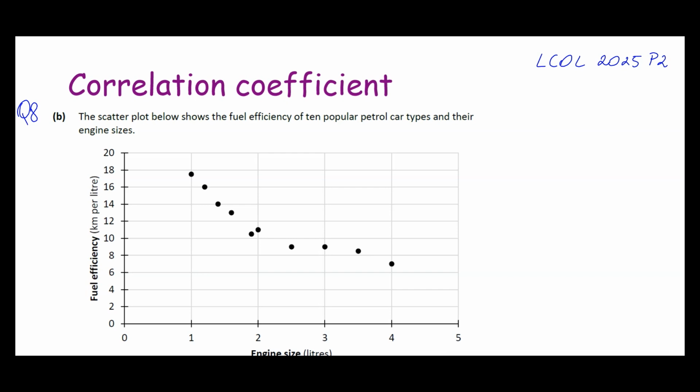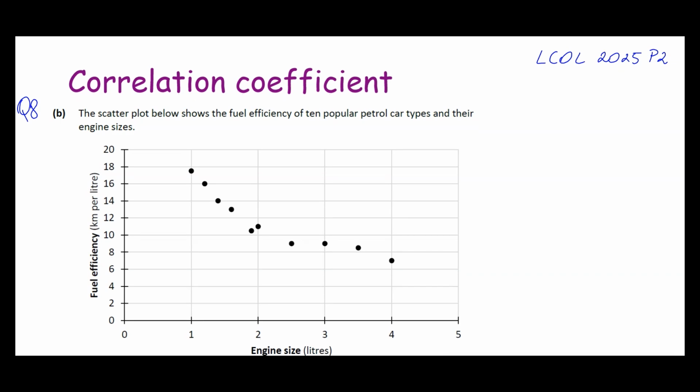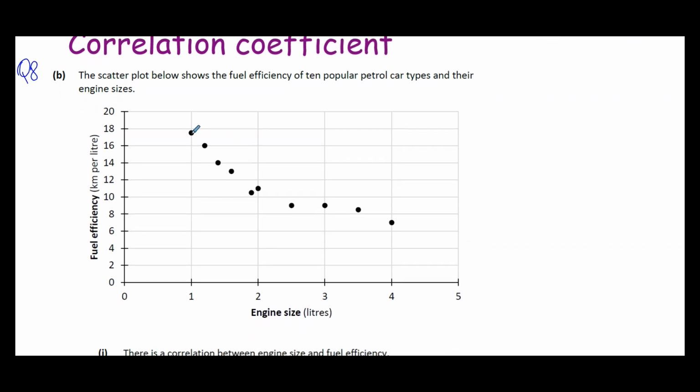Okay, let's talk about correlation coefficient. The scatter plot below shows the fuel efficiency of 10 popular car types and the engine size. The way we understand a scatter plot is that if I pick a point, that point tells me that the engine size is 1 liter, and therefore the fuel efficiency, let's say, will be almost 18 kilometers per liter. So that's how we understand it.